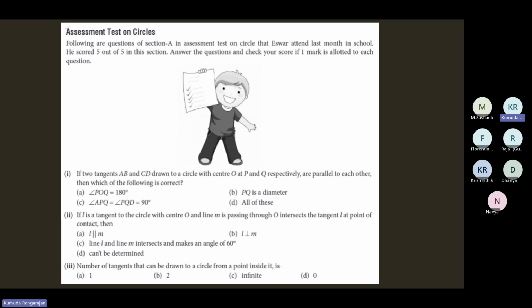3. Number of tangents that can be drawn to a circle from a point inside it. 0. No tangent can be drawn to a circle from a point inside the circle. Correct.